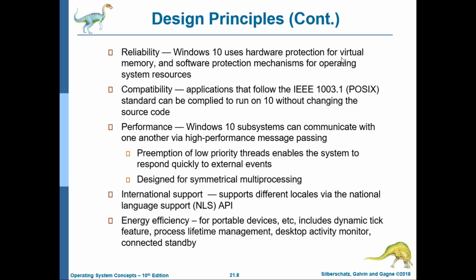Another design principle is international support. It supports different locales via the National Language Support or NLS API. Actually, gone are the days of the Windows version that only supported English because the character system used at the time was ASCII, which only represented the English alphabet. But now, because of Unicode, Windows can support other languages if you install additional language packs so that your computer can recognize them. Actually, Windows 10 can already recognize different languages written in different writing systems.